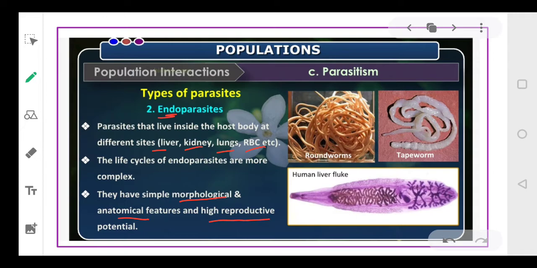Like as you can see in the picture, roundworms live inside your body, tapeworm again in your intestine, liver fluke again lives in the liver. So this sums up your endoparasites. So we have two types of parasites, endoparasite and the ectoparasite.